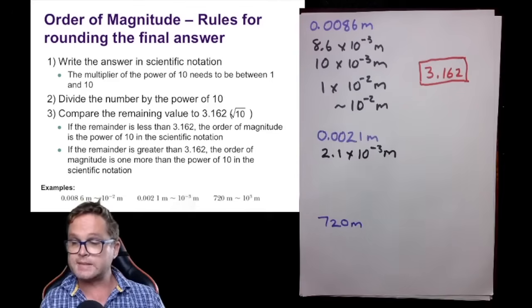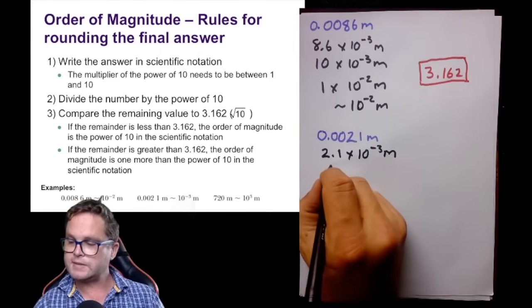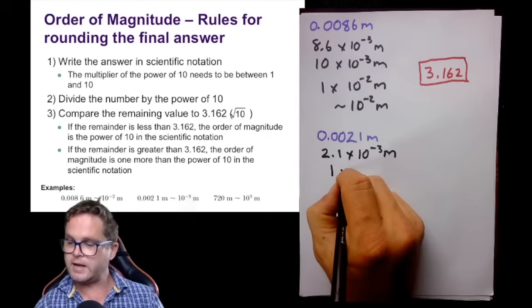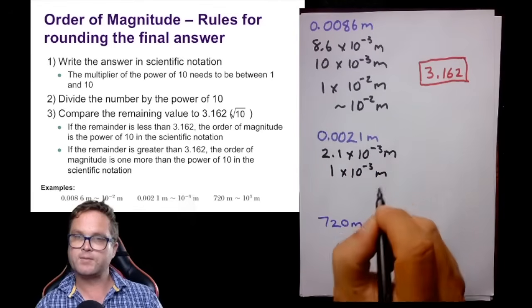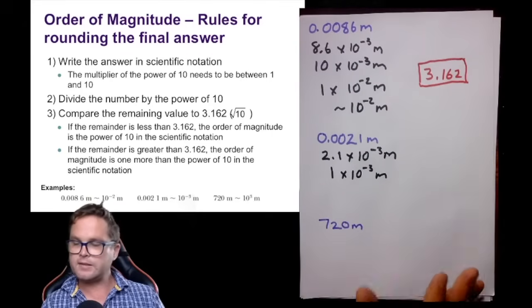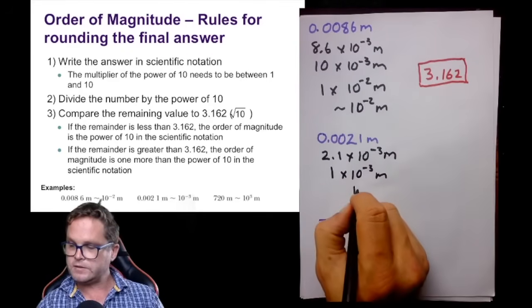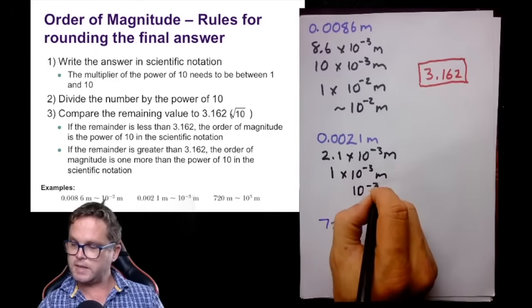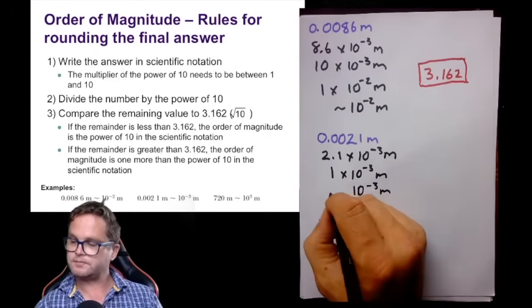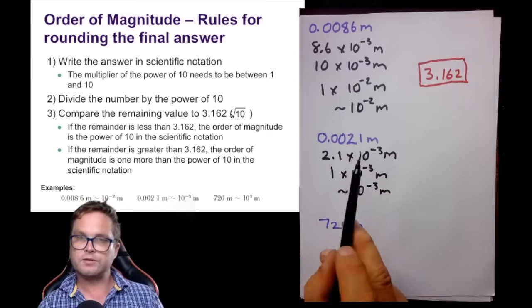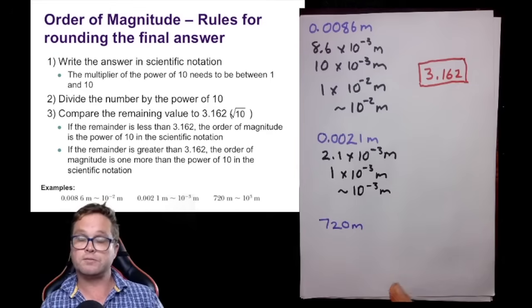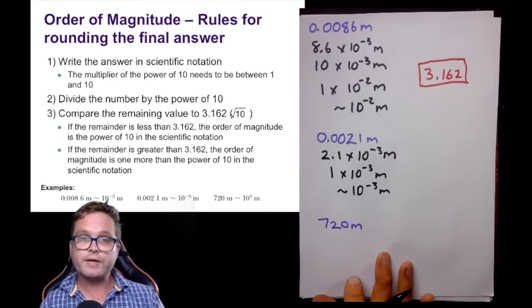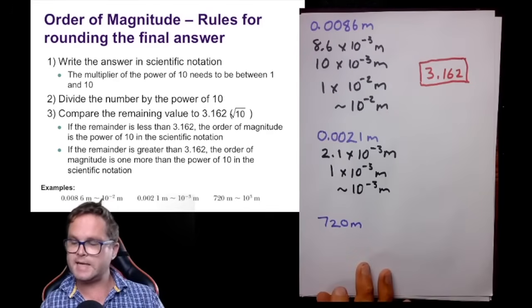Here we see it's less than 3.162. So instead of making this a 10, I'm going to round it down to a 1. So here we have 1 times 10 to the minus 3 meters. Again, anything times 1 is just itself. So this is 10 to the minus 3 meters. So using the rule, this number is approximately 10 to the minus 3 using these rounding rules. The third example we have is 720 meters.